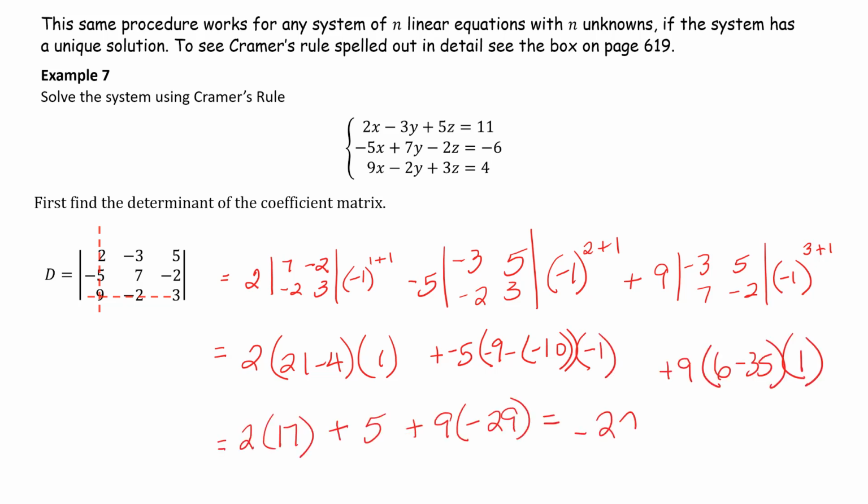And when we do that, we are going to get negative 222 for the determinant of the coefficient matrix. And that's not 0, so we know we can use Cramer's rule for this. If it had turned out to be 0, we wouldn't be able to use Cramer's rule because that is going to go in the denominator of all of our fractions we're going to use to solve for x and y.